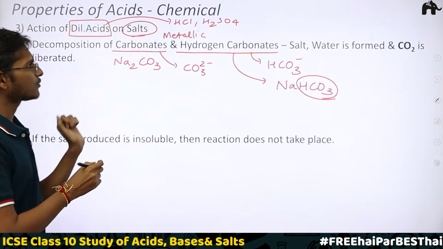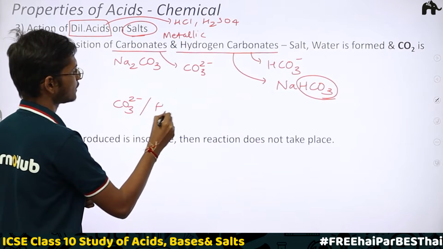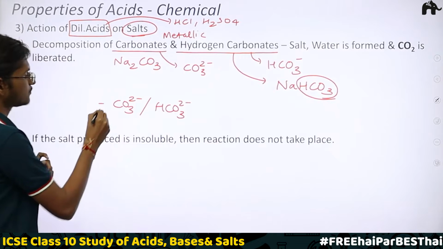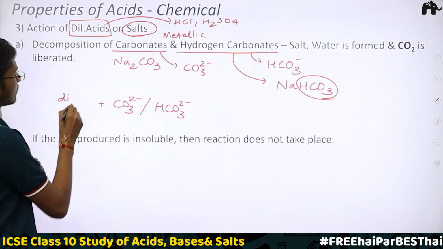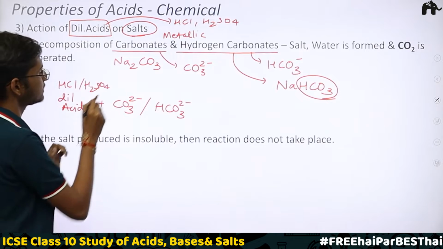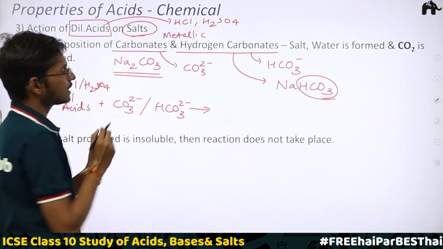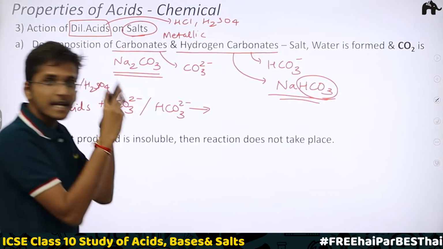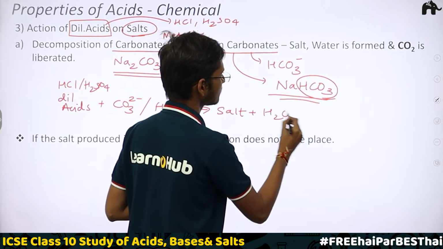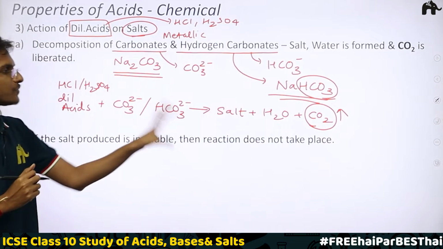For these metallic carbonates and metallic hydrogen carbonates, I would just represent their general reaction like this. For the hydrogen carbonates, I am writing just the radical, the main difference between them. When these carbonates and hydrogen carbonates are acted upon by dilute acids like HCl or H2SO4, they are getting decomposed. The metallic carbonates and metallic hydrogen carbonates break down into salt, water and carbon dioxide gas. So here the carbon dioxide gas is getting released. Very clear.